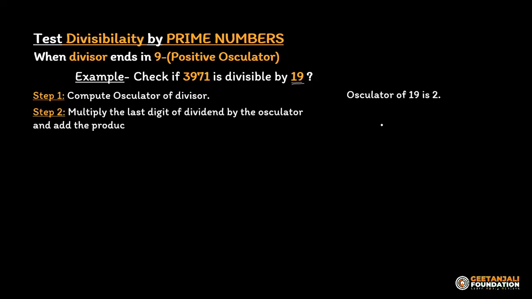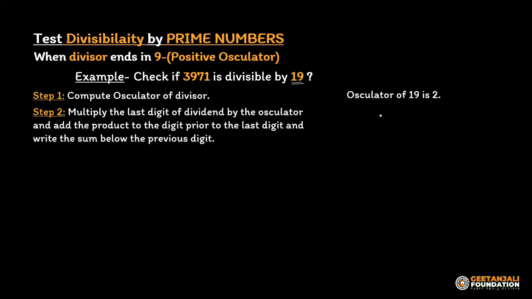In the first step, we multiply the last digit of the dividend by the oscillator and add the product to the digit prior to the last digit, and write the sum below the previous digit. So I will write the digits, keeping some space between them so that I can do the process with ease. 3971 was my number. First, 1 will be multiplied with oscillator 2, so we get 2. This 2 will be added to this 7 and we get 9 here.